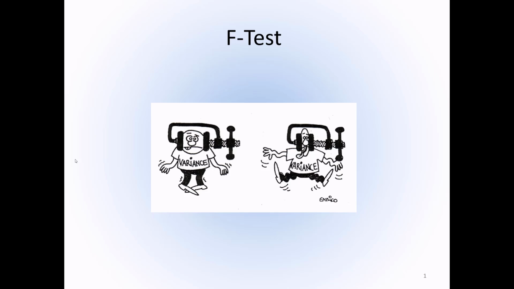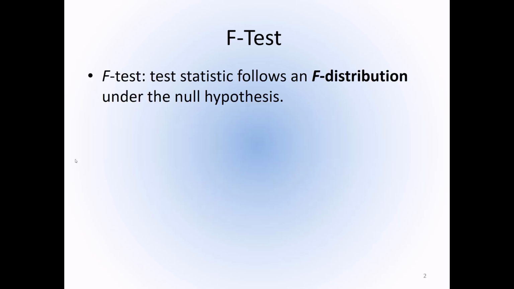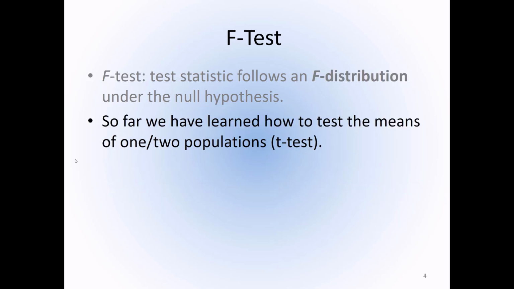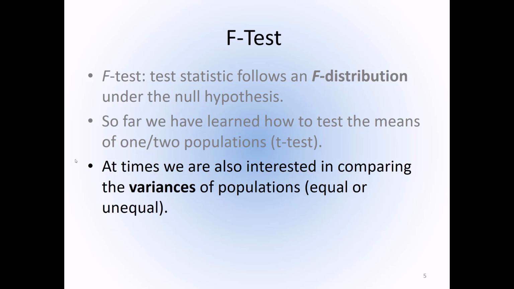Focus on the F-test and add to the statistical tools that we have at our disposal. So the F-test follows a new distribution to us, an F-distribution. We've covered a variety of other distributions, and this F-distribution is just another one of the probability distributions we can use to test our data against. And so far we've learned how to test the means of populations against one another using t-tests, but also at times we're interested in comparing the variances of populations to determine if they're equal or unequal.